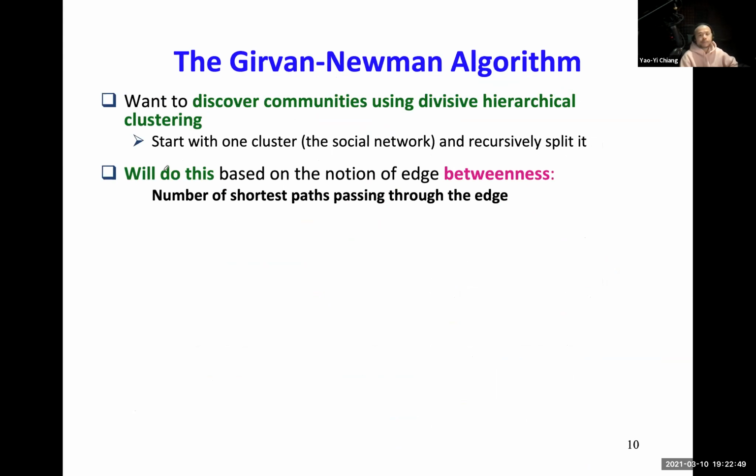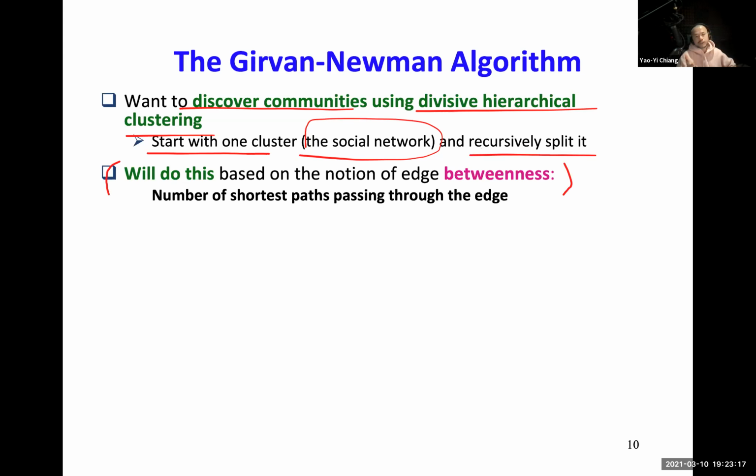The Girvan-Newman algorithm helps us to discover communities using a hierarchical clustering approach. It's a top-down approach, which means you start with one cluster, that's the entire social network, and we recursively split the cluster into smaller communities. We do this split based on the notion of betweenness, which is the number of shortest paths passing through the edges. Here's the algorithm.